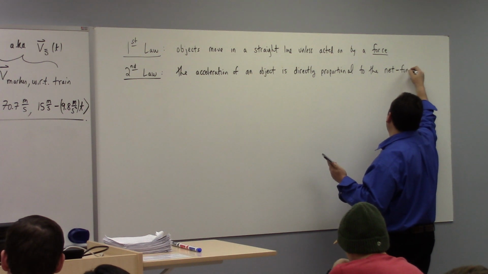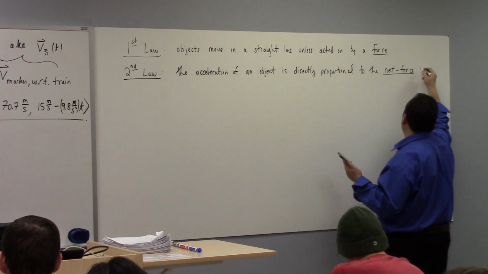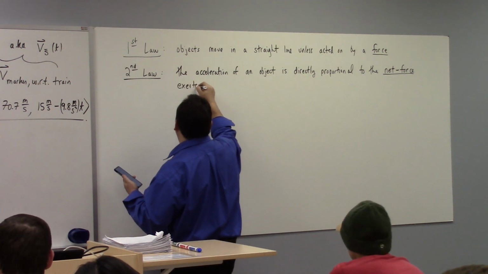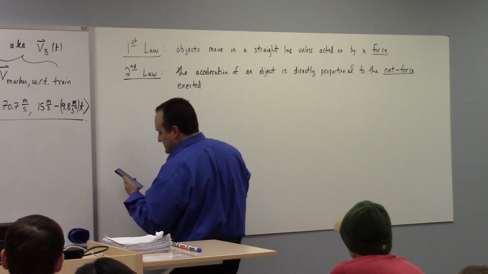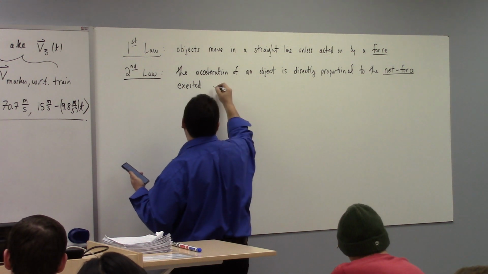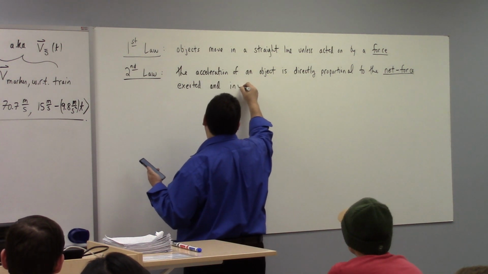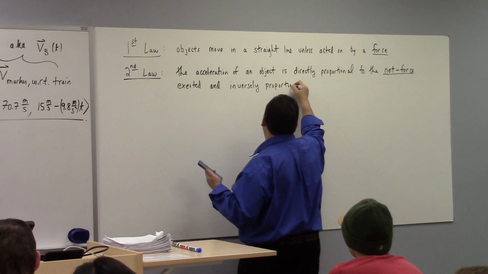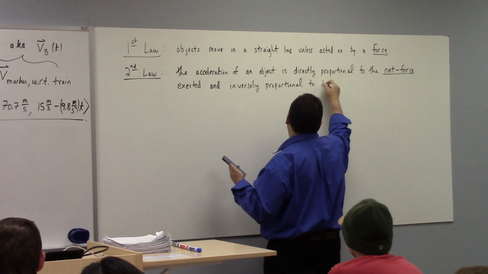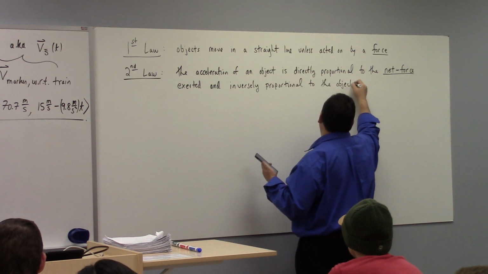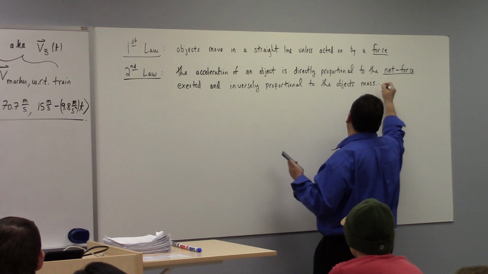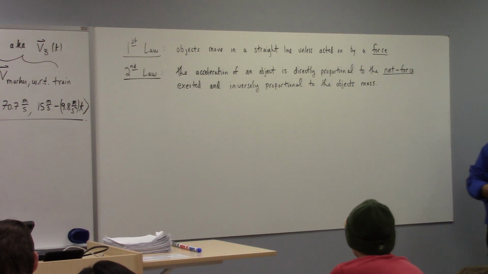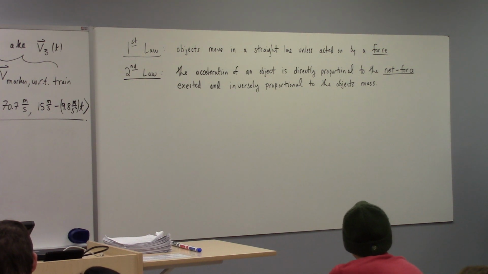To get a little bit more precise. Net force, huh? The net force exerted. And what else? And inversely proportional to the object's mass. Well, what's mass? How do we define mass, right?